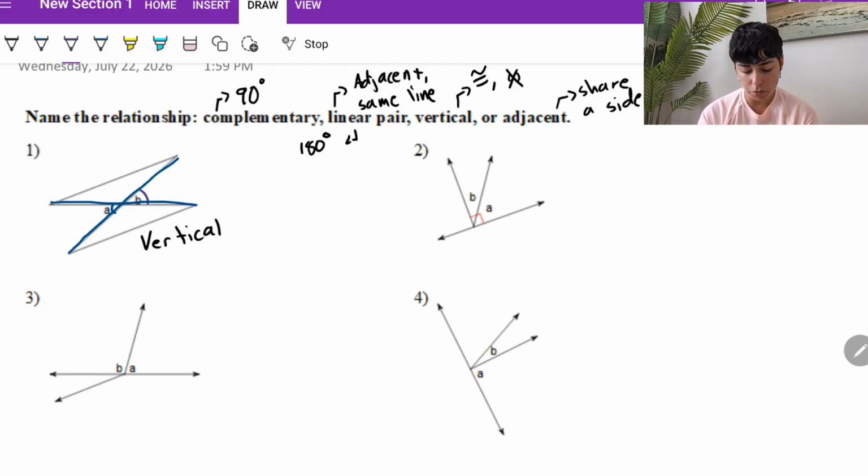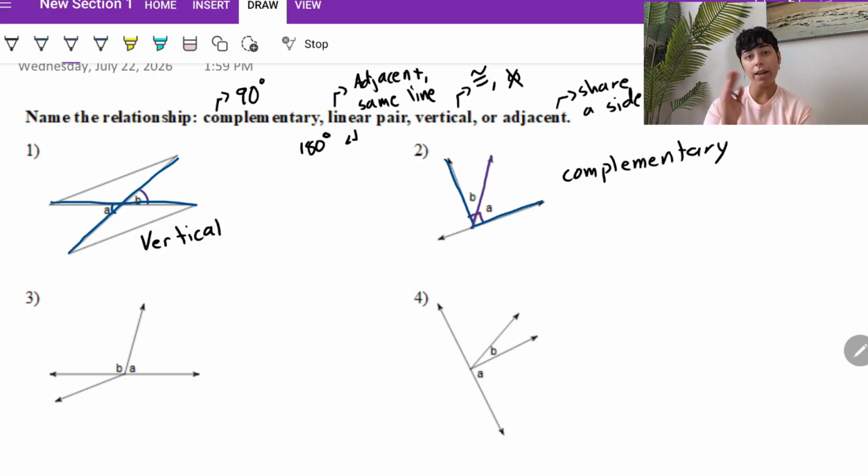Going on to number two, right away, I see this box. Now we know that box means it's a right angle, so it's 90 degrees. So right away, I know I have two angles that completely make up this 90 degrees. So that means I know these two angles have to be complementary. Now they also share a side right in between them. So we would say that they are also adjacent.